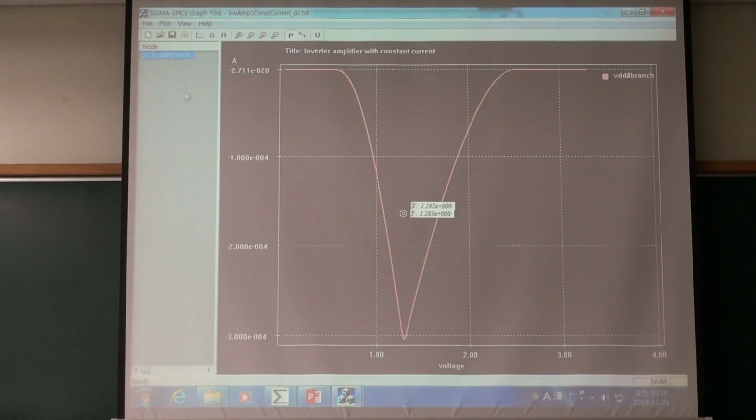How about my current? Current changes a lot, right? How come this is too large? 300 microamp. Oh, is it right? Yeah. Current changes to 300 microamp, okay? But the logic threshold doesn't change.